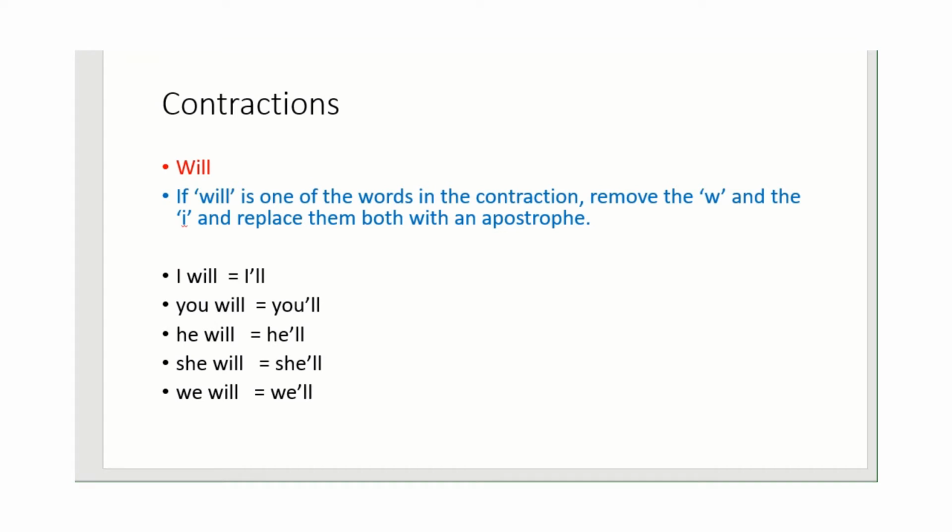Now, look at will. If will is one of the words in the contraction, remove the W and the I, so the W and the I, and replace them both with an apostrophe. So sometimes we replace two letters with an apostrophe. So I will becomes I'll. You will becomes you'll. He will becomes he'll. She will, she'll. And we will, we'll.